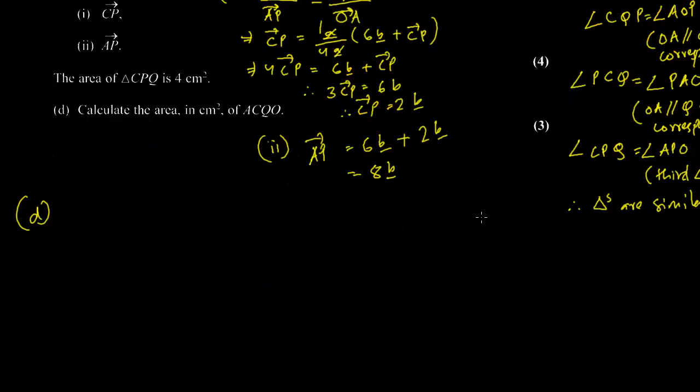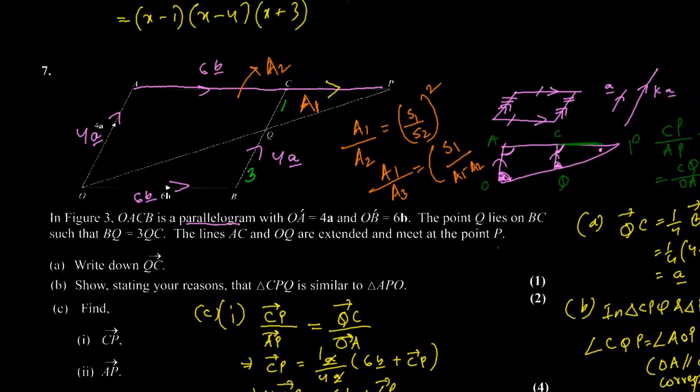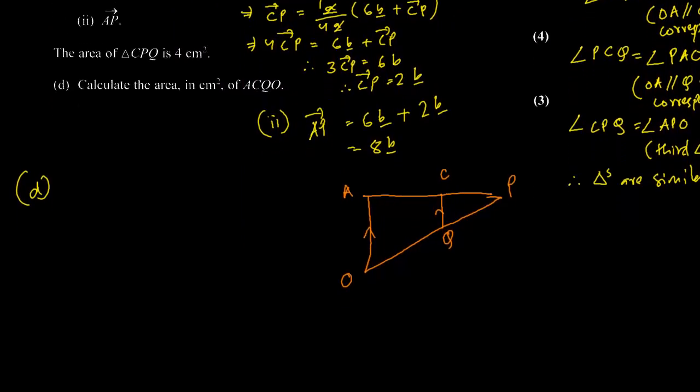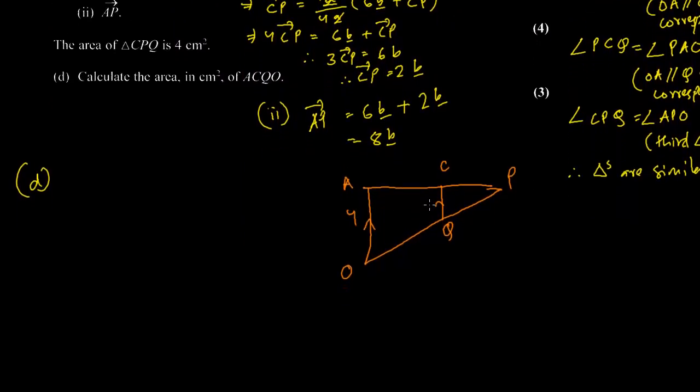It would be convenient to draw the triangle again. So this is the triangle. So this is A, this is O, this is C, this is Q, and this is P. So we have these two triangles, ACP, OQP. So we have this. So we know this is 4 and we know this is 1. So we know this is 6 and we know this is 2. So these are the ratios that we know.